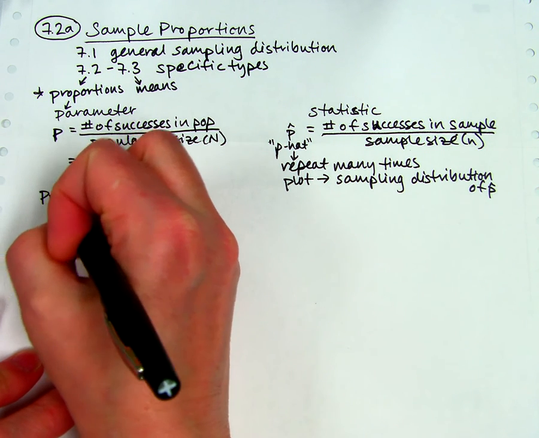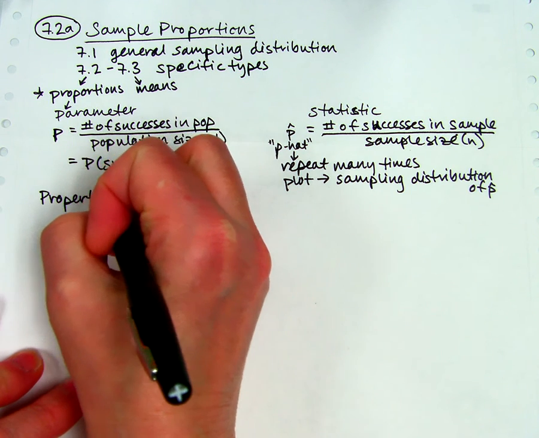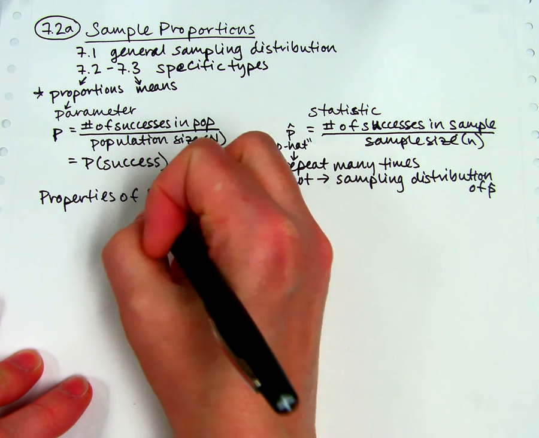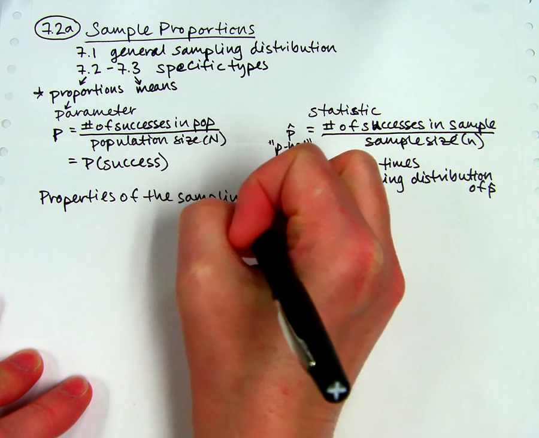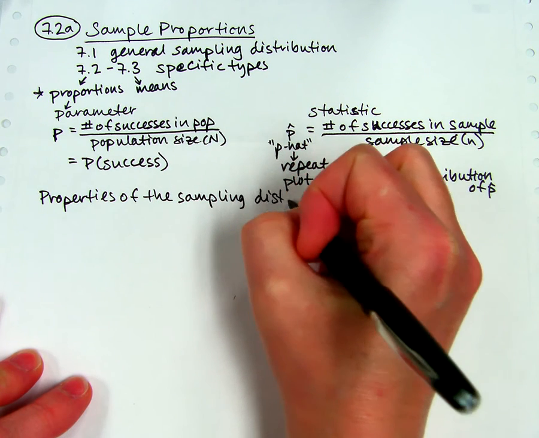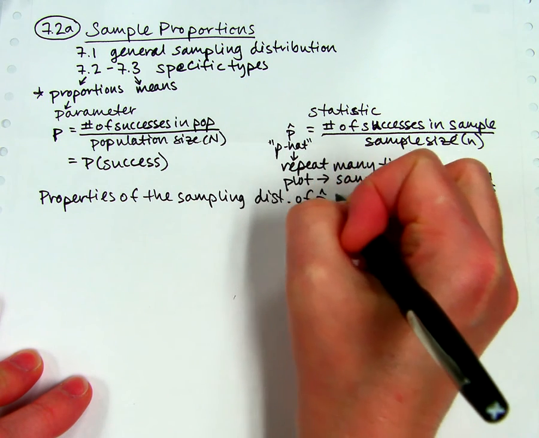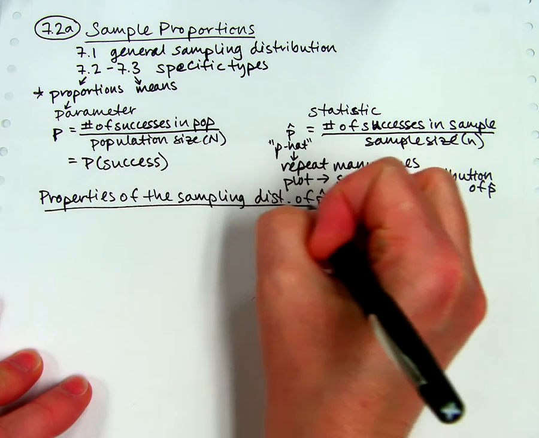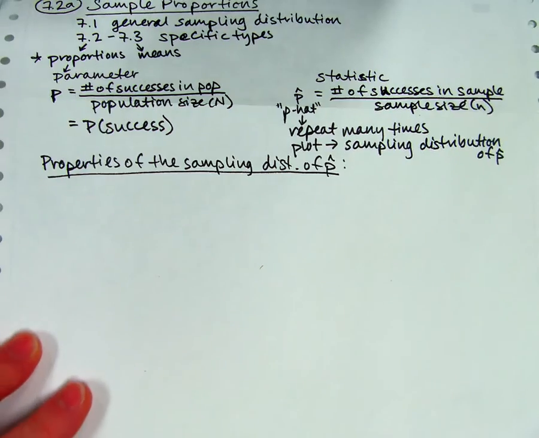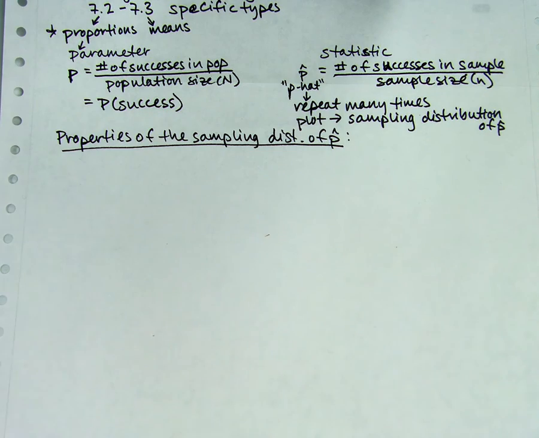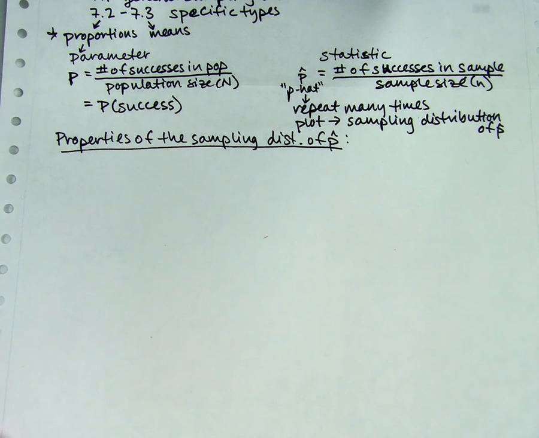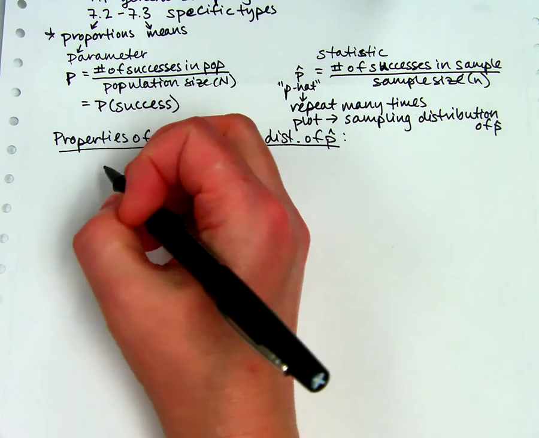So properties of the sampling distribution of p hat. And as you might have guessed, we're going to talk about the same three things we always talk about with distributions. We're going to talk about shape, center, and spread, and I'll lay it out for you exactly what those look like. And some of this actually will not be a huge surprise because we've seen similar things before.